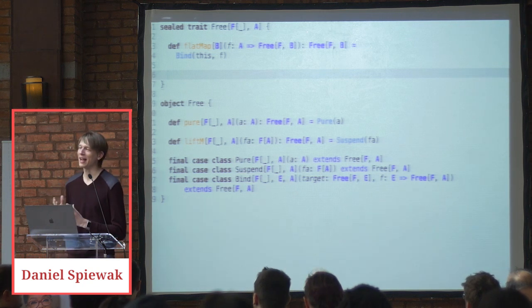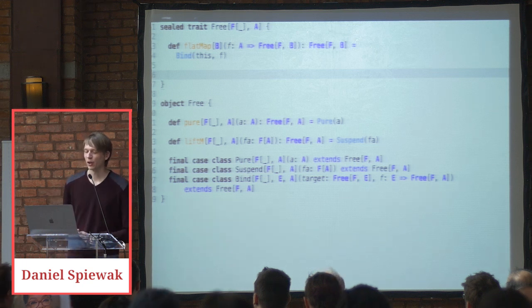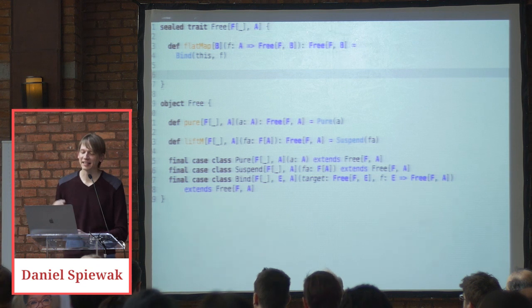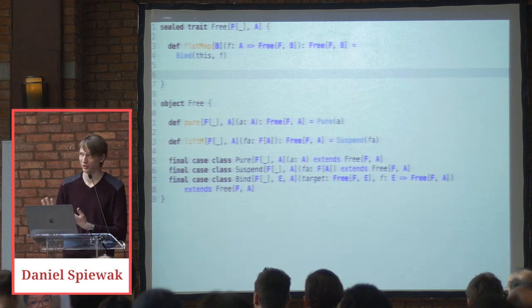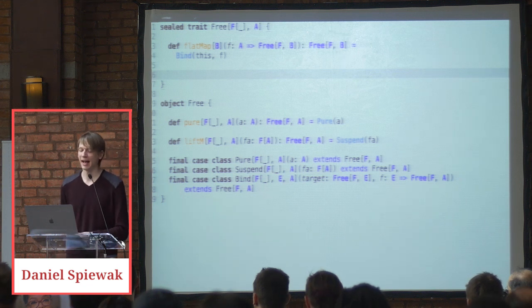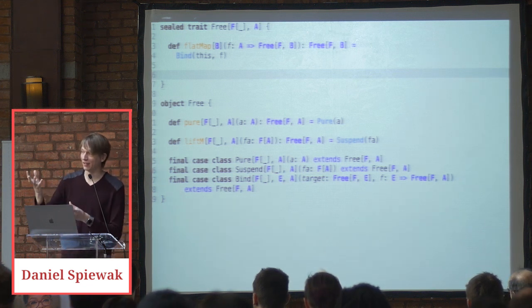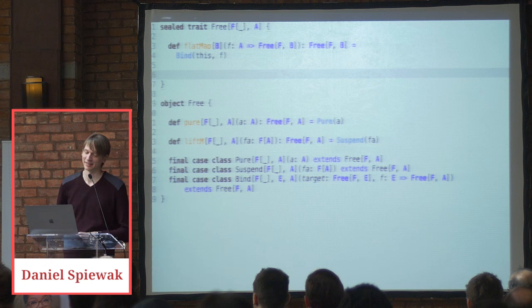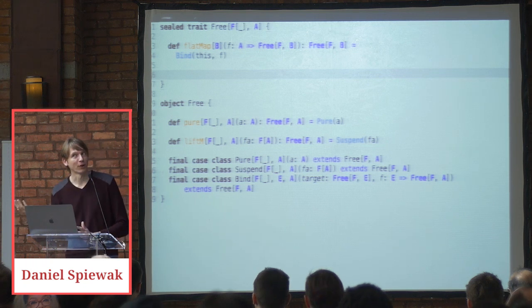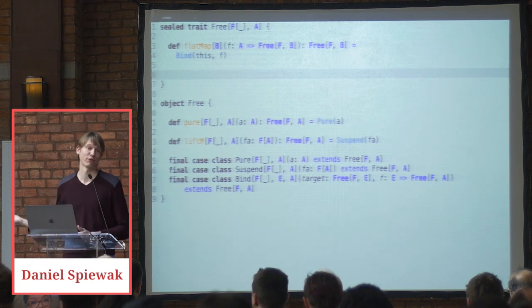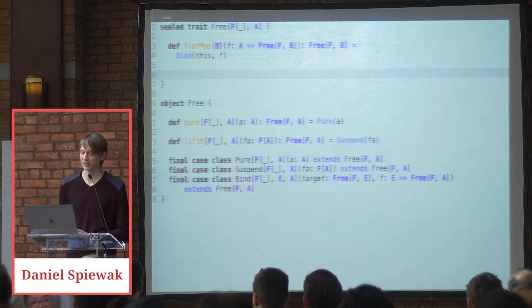So how do we actually get some meaning out of this? A useful thing that we could do, in addition to having the ability to take values and suspensions and put them into Free, and the ability to bind these things together, is to get stuff out of Free somehow, to actually pull data out the other side.